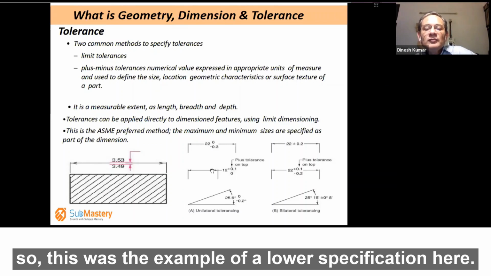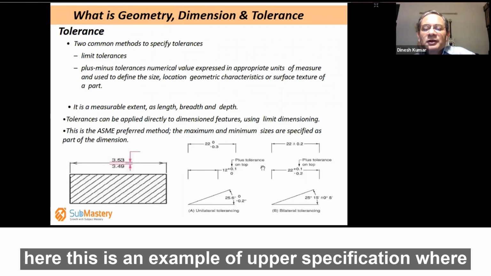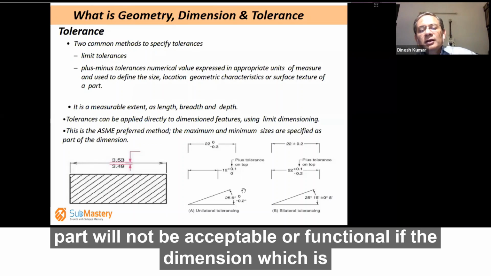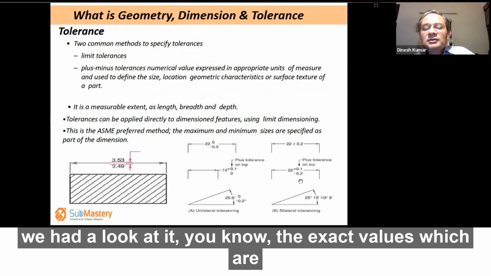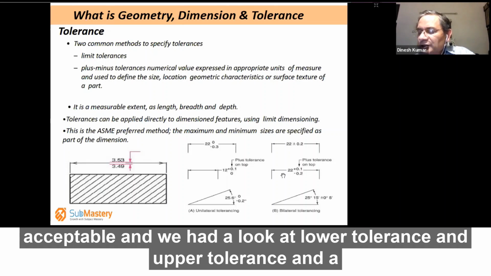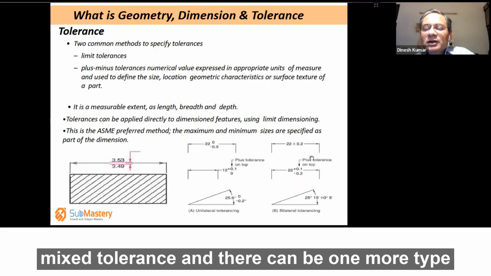So this was an example of a lower specification. Here, this is an example of an upper specification where the part will not be acceptable or functional if the dimension described here is lower than 12. So only plus 0.1 of the unit is permissible in this case. And so by now we had a look at the exact values which are acceptable. Then we had a look at lower tolerance and the upper tolerance and the mixed tolerance.